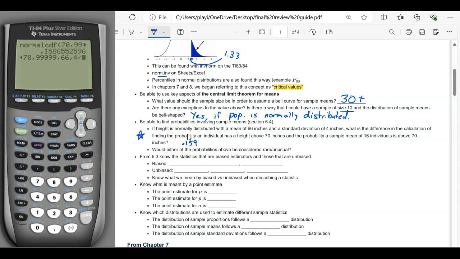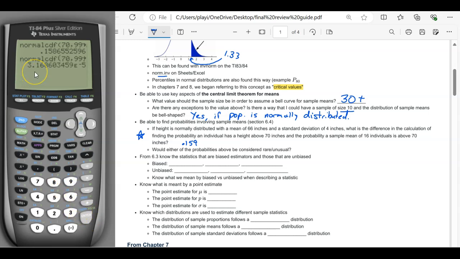All right, but if I have a sample mean that I'm looking for, like what's the probability a sample mean of 16 individuals is above 70? Well, now it's the same procedure. It's 70 for the lower number, some big upper number, the mean, but now the standard deviation is 4 divided by the square root of the sample size. The sample size was 16, and I could write it that way, or I could just realize that the square root of 16 is 4, and 4 divided by 4 is 1, and just put a 1 after that last comma. But either way, it's going to work.